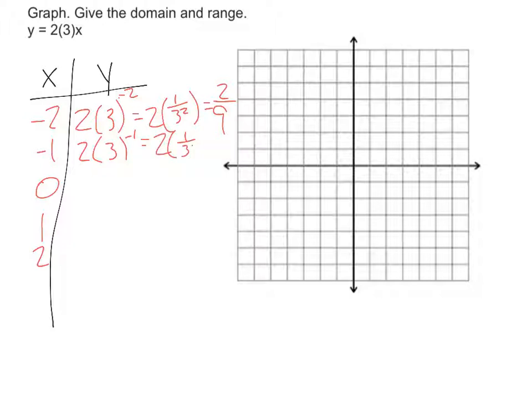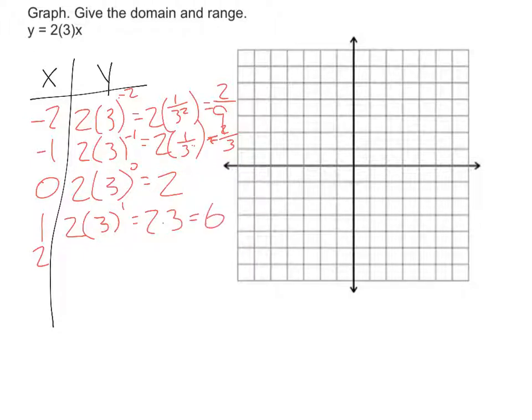Okay, if I do -1, 2 times 3 to the -1 power, I know it's 2 times 1 over 3 to the first, or 2/3. All right, if I put 0 in, I get 2 times 3 to the 0 power. 3 to the 0 power is 1. 1 times 2 is 2. Then I have 2 times 3 to the first. That's simply 2 times 3, which is 6. And 2 times 3 squared is 2 times 9, and we get 18, which certainly won't fit on my graph.